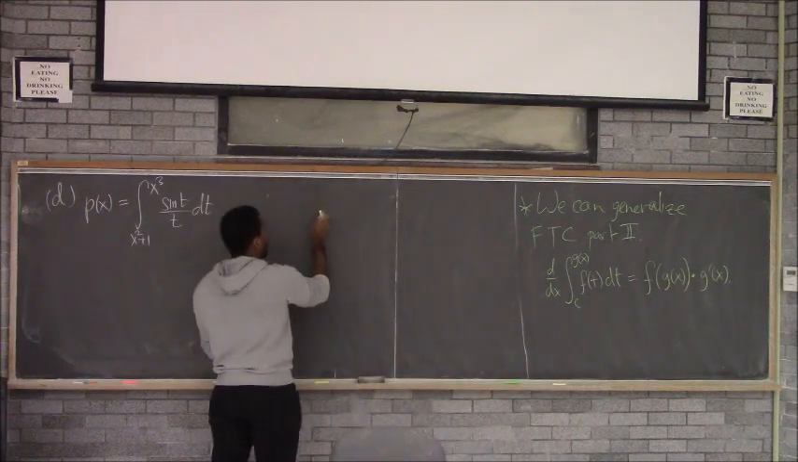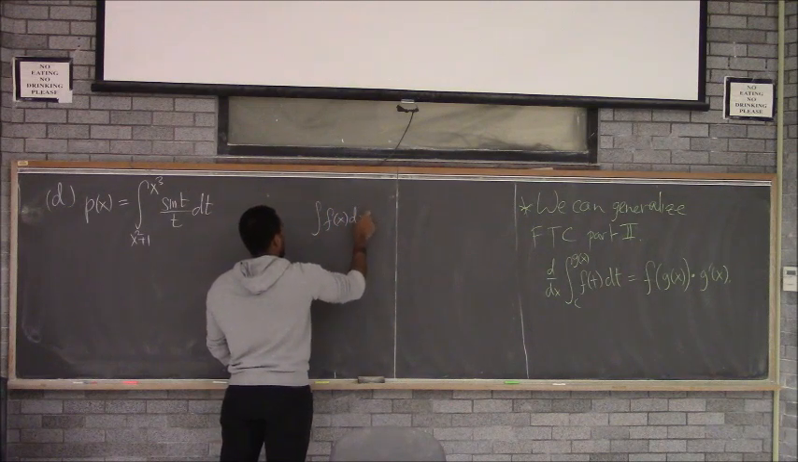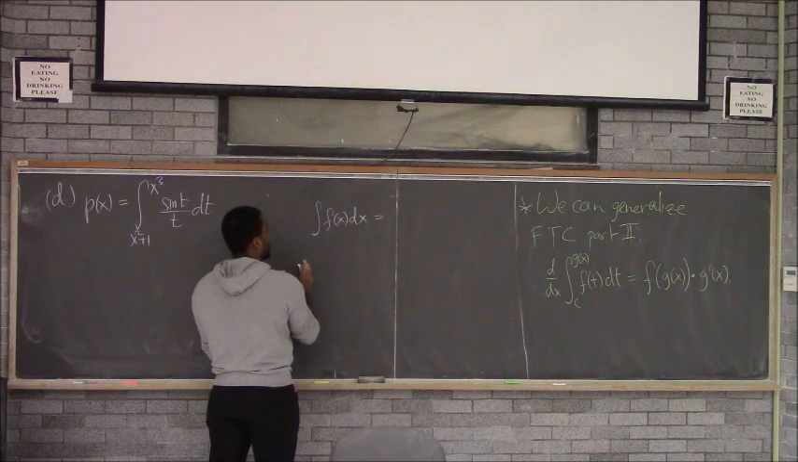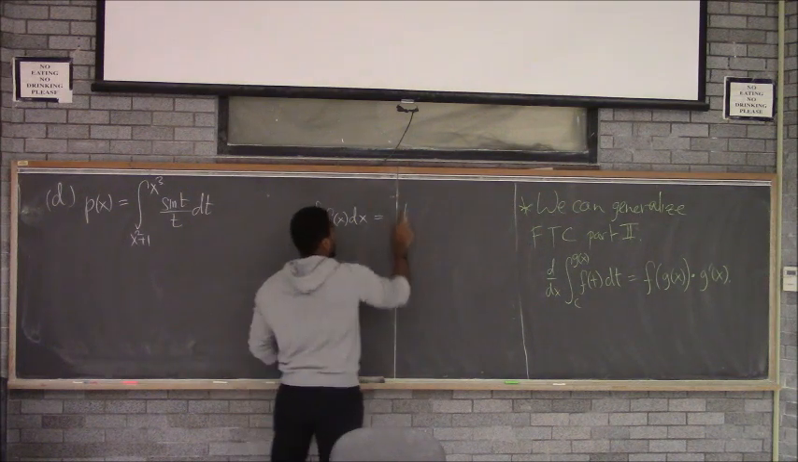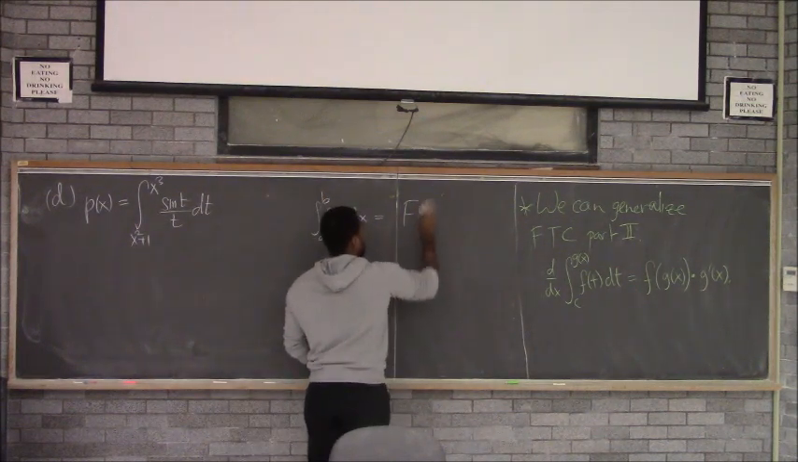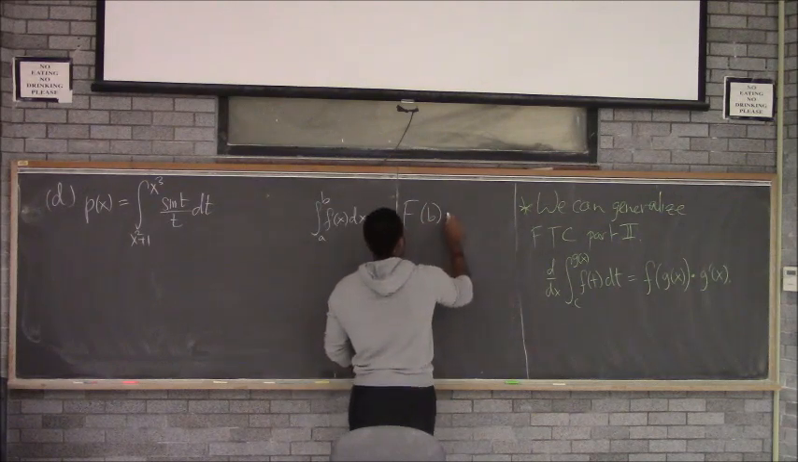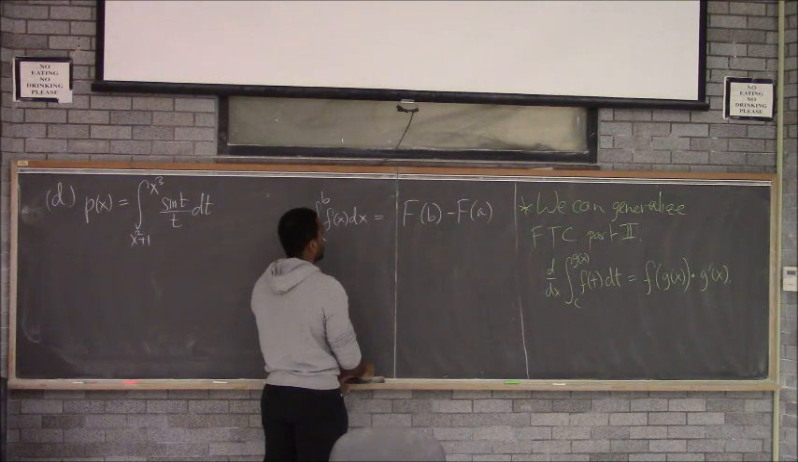What do you want to say here? The integral of that thing is going to be big F of whatever that thing is. Whatever this thing is, okay? It's going to be big F of X. Whatever. What are the A and B? So that's going to be F of B minus F of A. And then we take a derivative of both sides.